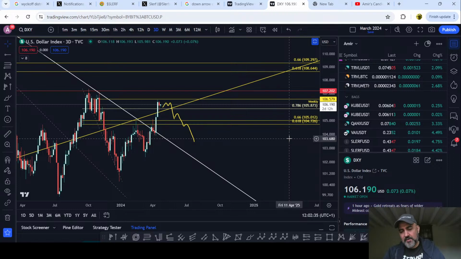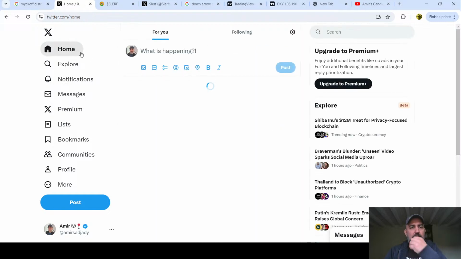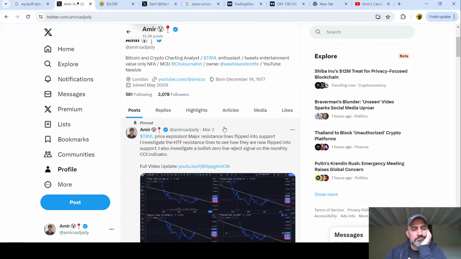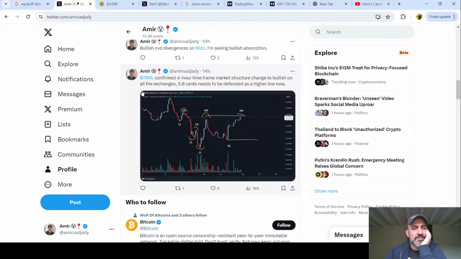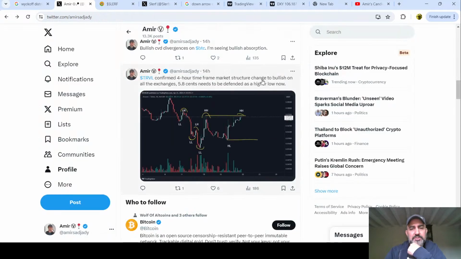Let me have a look at TRVL. So yesterday on Twitter, I posted this image. TRVL confirmed 4-hour time frame market structure change to bullish on all exchanges. 5.8 cents needs to be defended as the higher low now. Okay, so I quickly drew that as an explanation, and I saw that on KuCoin, KuCoin was lagging in terms of the higher high. Sorry, not higher low, higher high. And I just posted that.